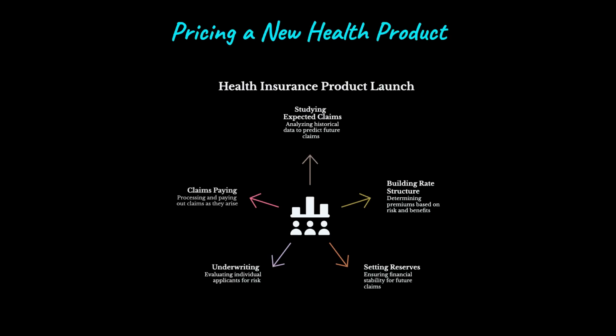Picture an insurer launching a new health product. Before a single policy is sold, actuaries study expected claims across the pool, build the rate structure, and set the reserves the company must hold. Work that happens at the level of the whole book of business, not any single applicant or claim.